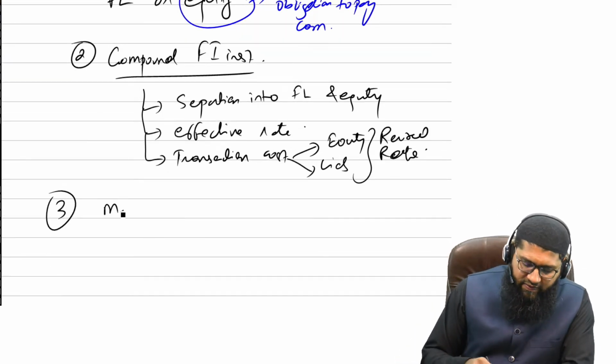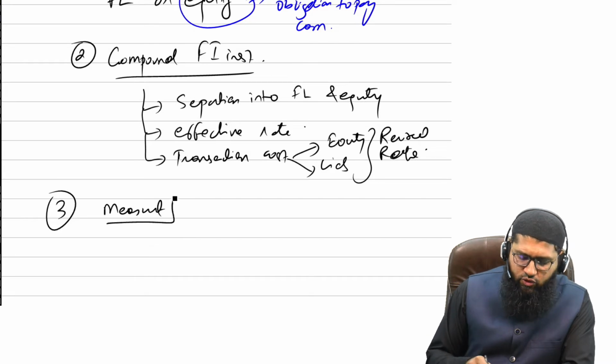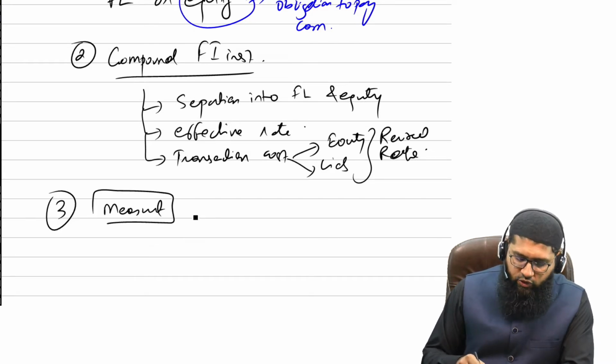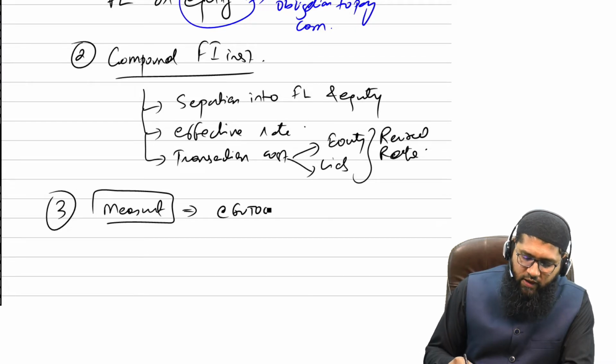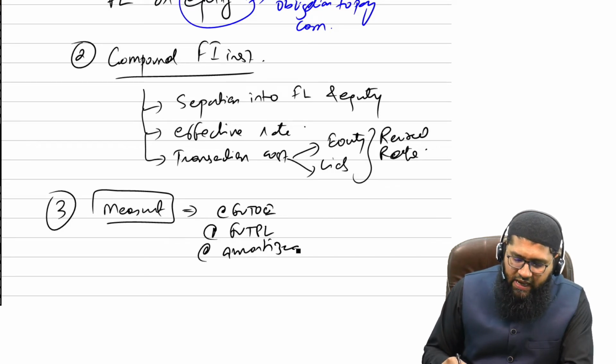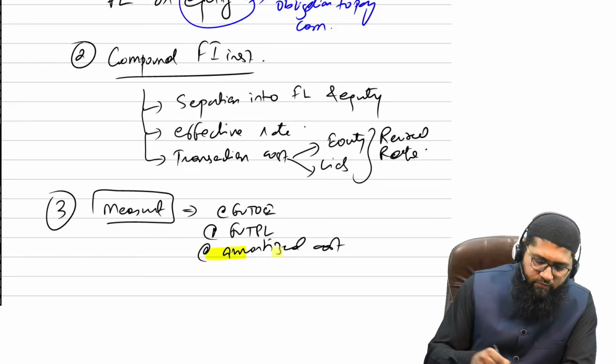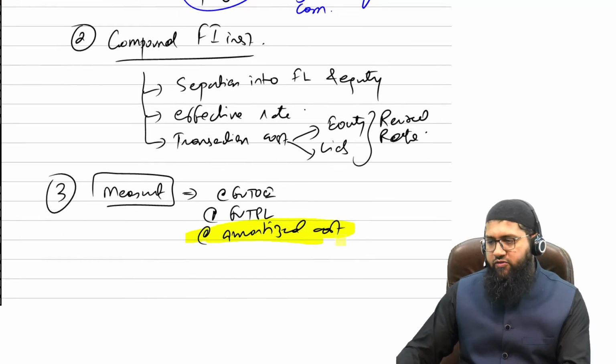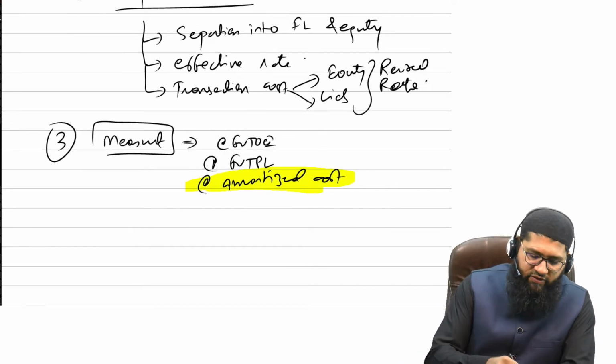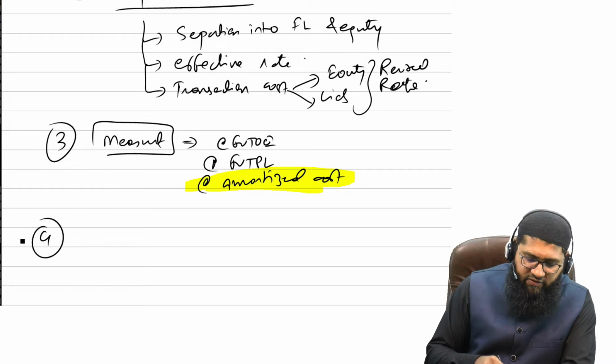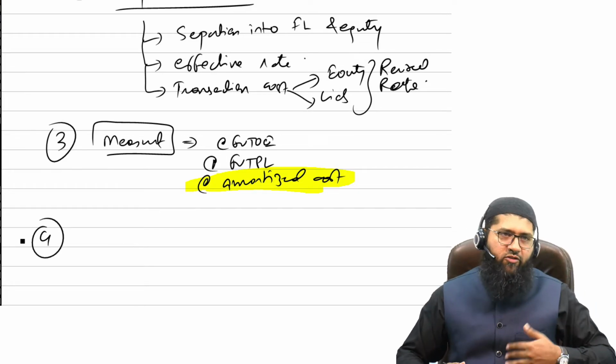The third thing is the measurement. You should know what is at fair value through OCI, what is at fair value through P&L, and what is at amortized cost. The key area is the amortized cost. You should know how the financial assets and the financial liabilities at amortized cost are actually measured.